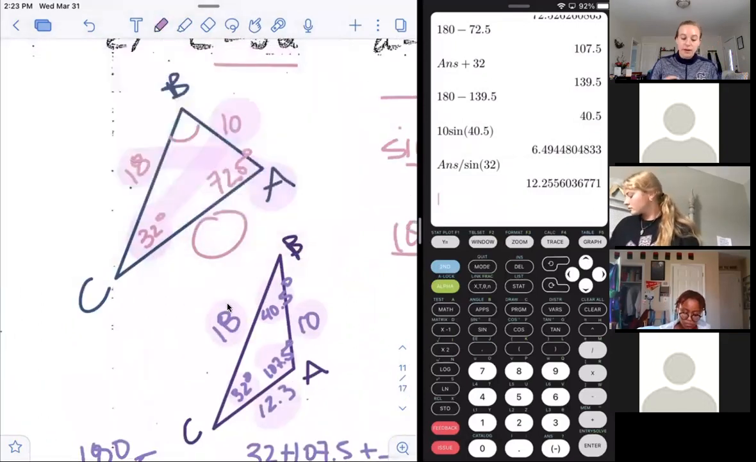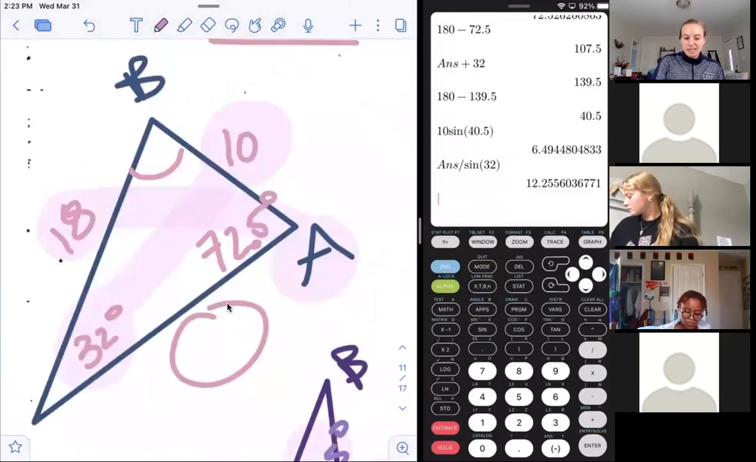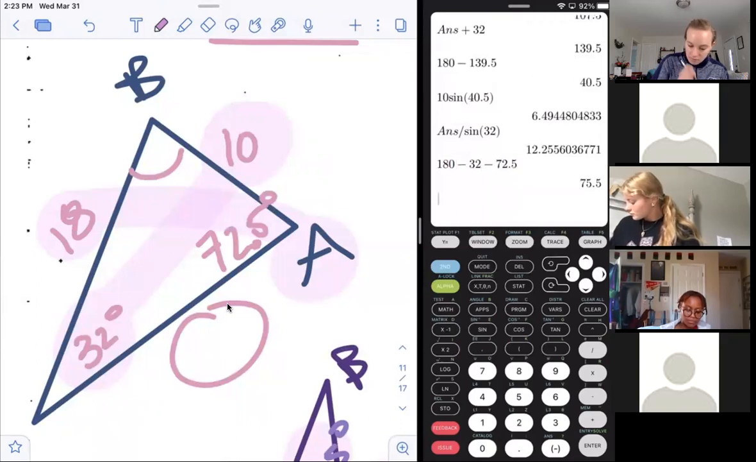Go back to this blue triangle. I can easily find angle B by just doing 180 minus 32 minus 72.5. And I get 75.5. And that is not the same color. Oh, well.